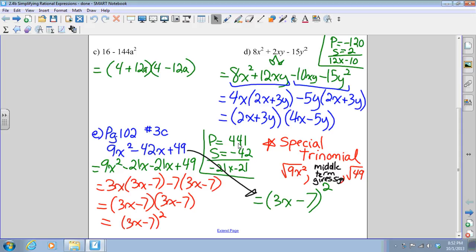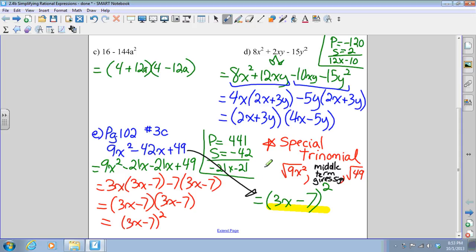I would try to do what's called the shortcut for this. Take the square root of the first term, take the square root of the last, and if the middle term is double that product, then you have it. Just remember, when we start with a binomial and we square it, we square the first, double the product, square the last. It's the opposite. It's the square root of the first, half of the product, and square root of the last. So that's an easy way to recognize that you're going to have equal factors.